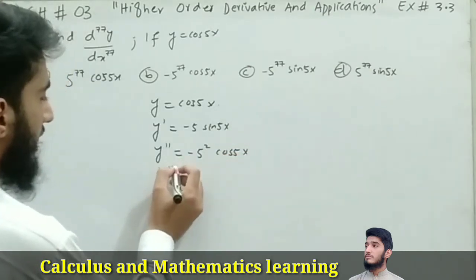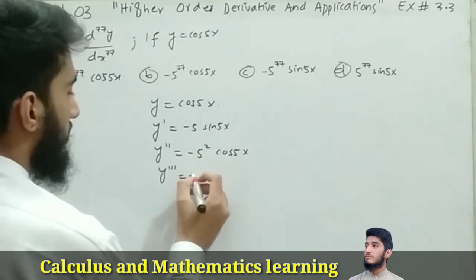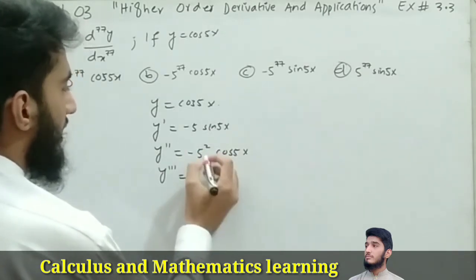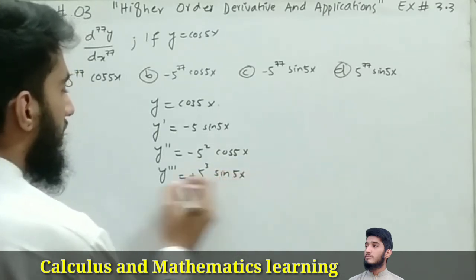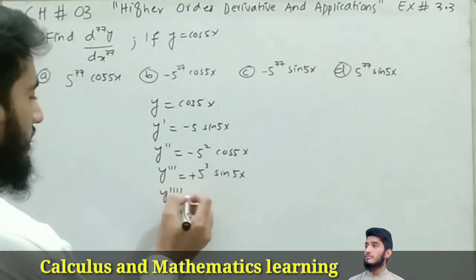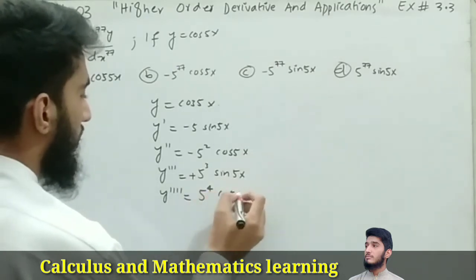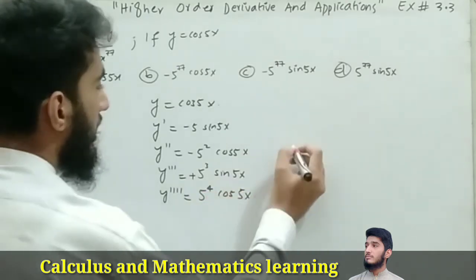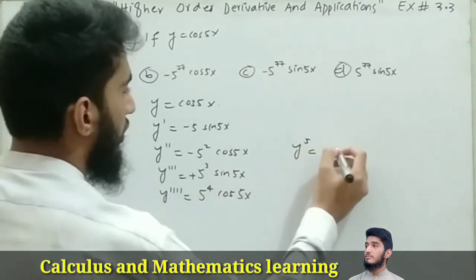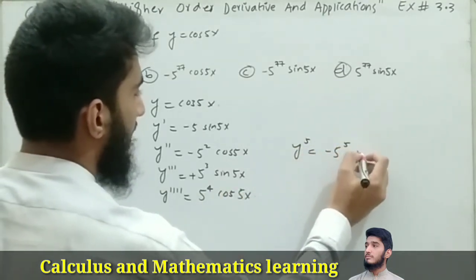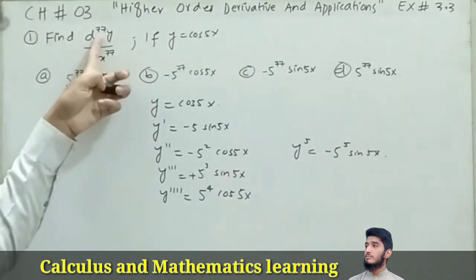And for the third derivative it will be cos 5x again negative, so negative gives us plus, and over here we have 5 and another 5, so it becomes 5 power 3 into sine 5x. And for the fourth derivative, 5 will again multiply, so it becomes 5 power 4 into cos of 5x. And for the fifth derivative it will again be minus 5 power 5 into sine 5x. So over here we are dealing with the odd term.